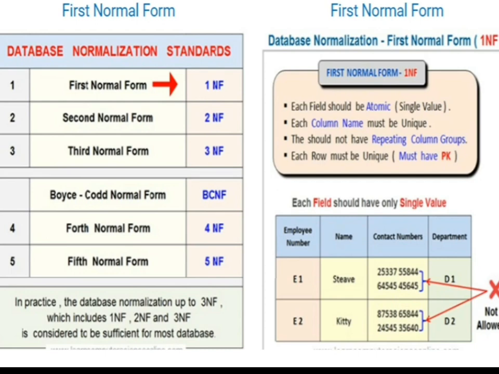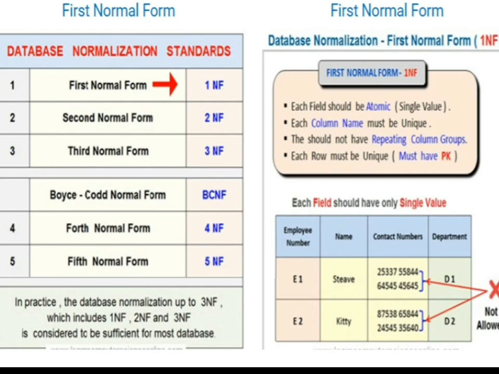We have already discussed anomalies of unnormalized database and what normalization is, and the advantages and disadvantages of normalization. When you have a large table that does not have normalization rules applied on it, it will have certain problems. To avoid these problems, the scientist E.F. Codd has given certain normal forms.